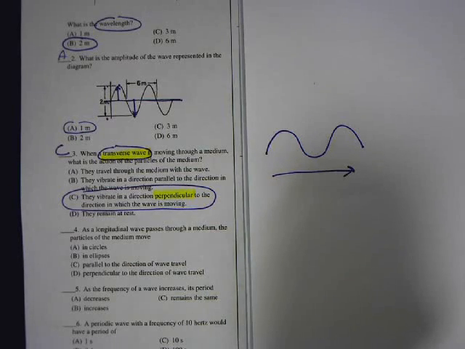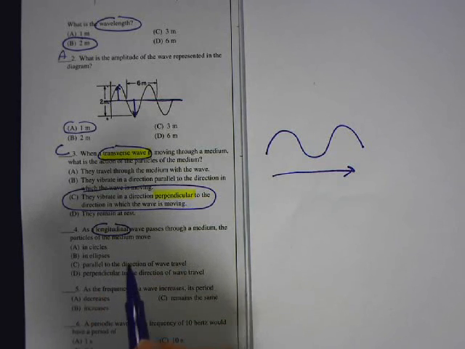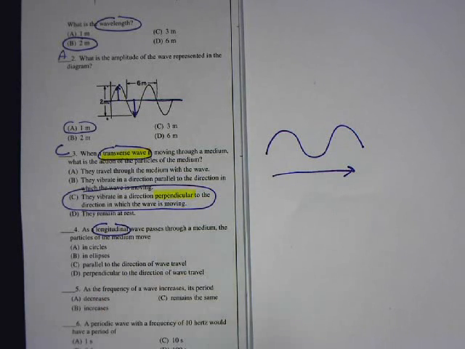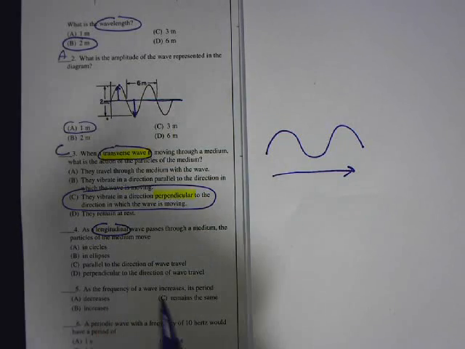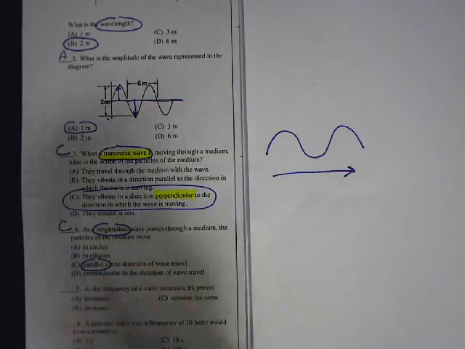Number 4, as the longitudinal wave passes through a medium, the particles of the medium move. So the key word here is longitudinal. So we know in a longitudinal wave, we saw this in the notes, we did it in the lab last Friday. So the answer here is they move in the same direction, so that's going to be parallel. So the answer here is also C.